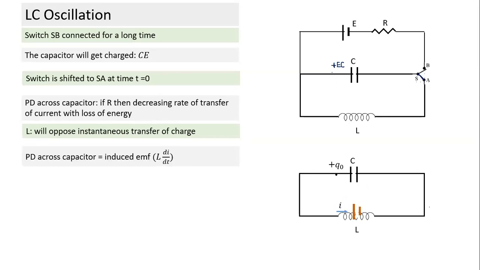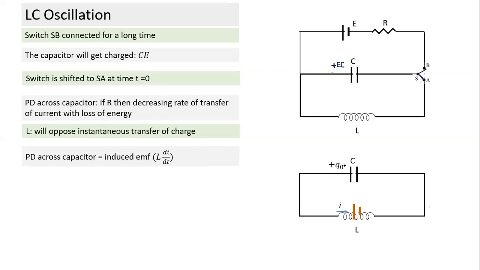So what is the potential difference across the capacitor in this case? Just a basic application of Kirchhoff's loop rule: in magnitude, it will be equal to the induced EMF, since we are assuming the resistance is 0. There's no resistance, so the potential difference across the capacitor at any instant is equal to the induced EMF, which is L di by dt. So what is happening in this case?